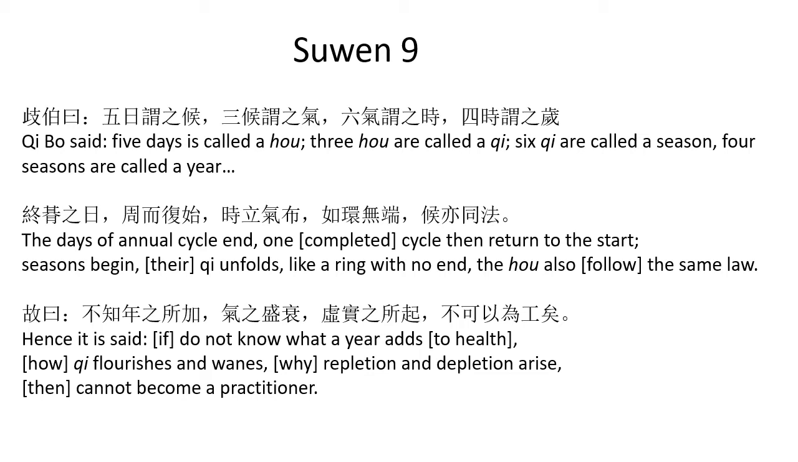So Chibo says 5 days is called a whole, and 3 whole make up a qi, and 6 qi are a season, and 4 seasons are the year. And then it tells you how this is just a continuous progression. The days of the annual cycle end. There is one completed cycle, and then you go back to the beginning. The seasons begin. Their qi unfolds like a ring without an end. And the wholes also continue in the same way, like a ring without an end.